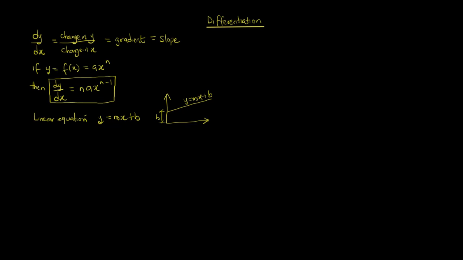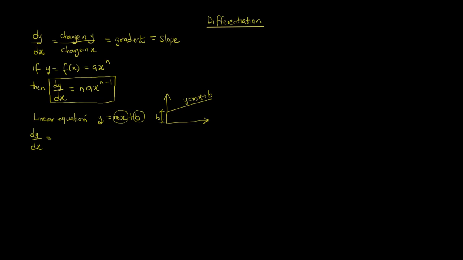So let's see, if you try to find dy dx for this equation, let's see what we get in this case. Okay, applying the formula above, now we'll take it bit by bit. We'll take this part first, and then we'll take the b part second, right? So let's go first with the mx.